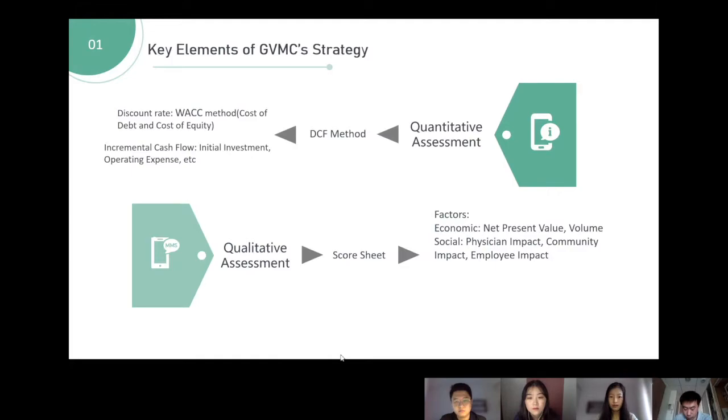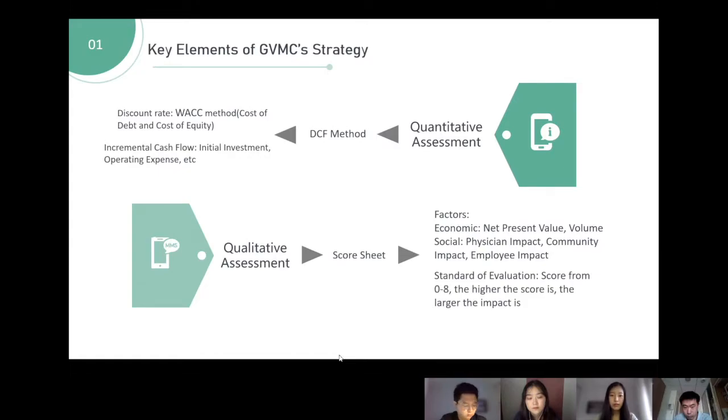For social factors, he considers the influence of different projects on three types of groups, which are the stakeholders of the hospital. He cares about the attitude of these stakeholders. If they hold a strong negative attitude toward a project, then the project will be less feasible in terms of social effect.